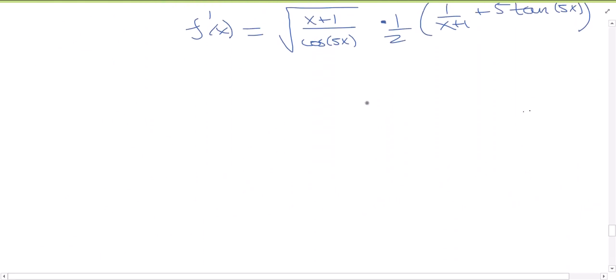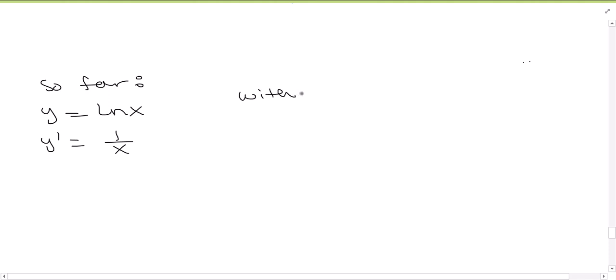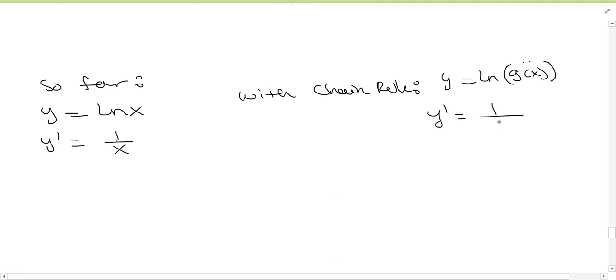All right, lastly for logarithms, what I wanted to talk about is, and summarize, what do we know so far? So far I know that if y equals ln x, then y prime is 1 over x. And then if I have a chain rule, that means if I have y equals ln of g of x, then the derivative is 1 over g of x, right, 1 over the stuff times g prime of x, the derivative of the inside. So that's the gist of the chain rule.